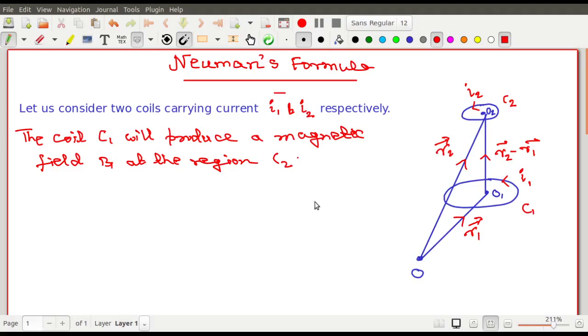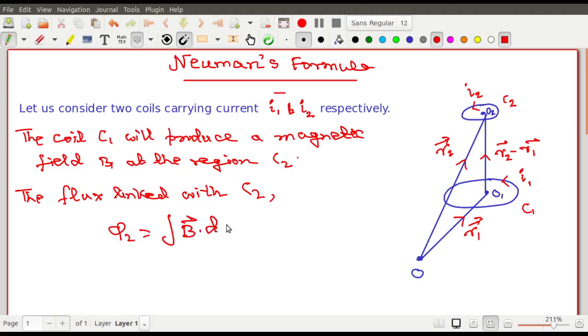The flux linked with C2, what is the flux linked with C2? So what will be the flux linked with the coil C2? So definitely the flux linked with the coil C2 is phi 2, right? Phi 2, what is the formula for phi 2?